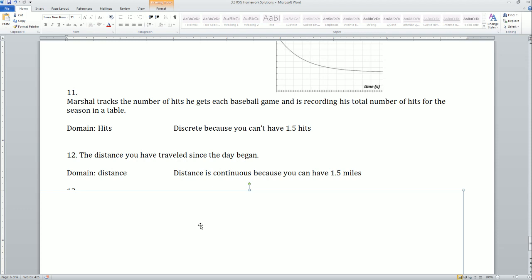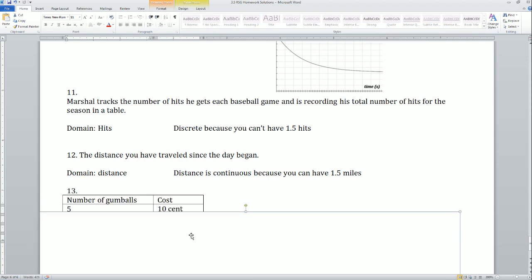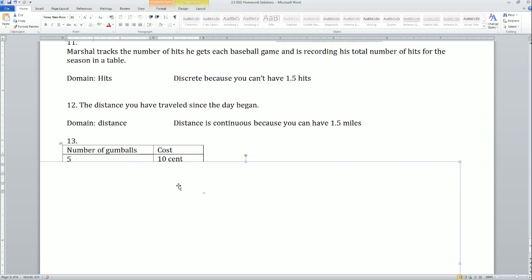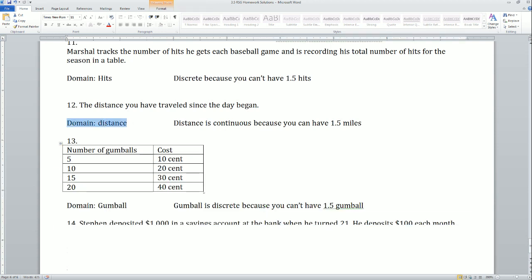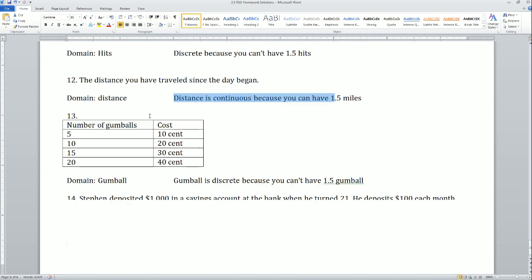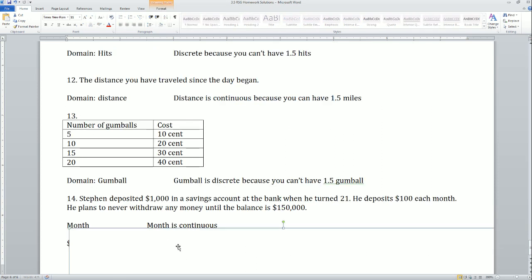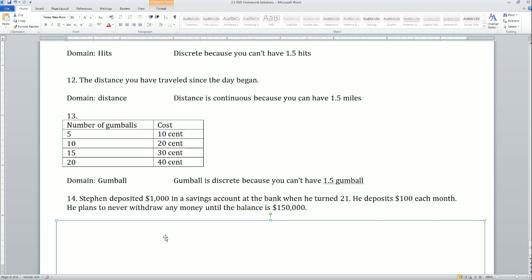The distance you travel since the day began. Distance is continuous because you could always have 1.5 miles. So that is continuous. Next, gumball. Gumball is discrete because you can't have 1.5 gumballs, right?